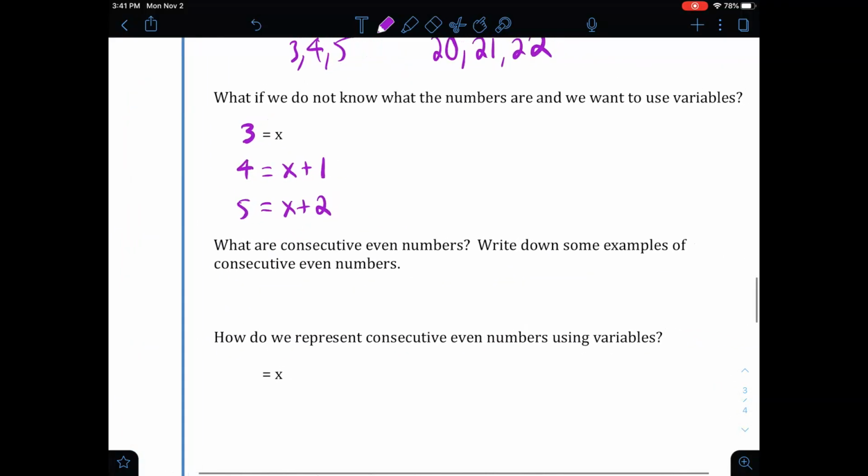We've got a couple more here, and then we're going to do an example that will make a little bit more sense. What are consecutive even numbers? So consecutive even numbers are numbers that are in a row but that are also even. So what are the even numbers that are in a row after 2?